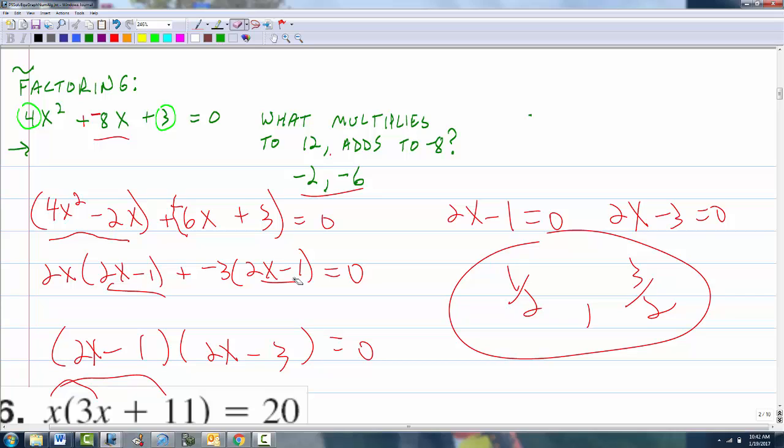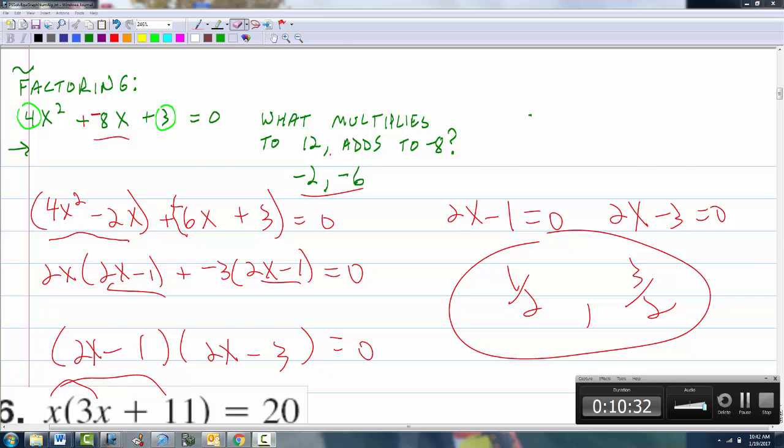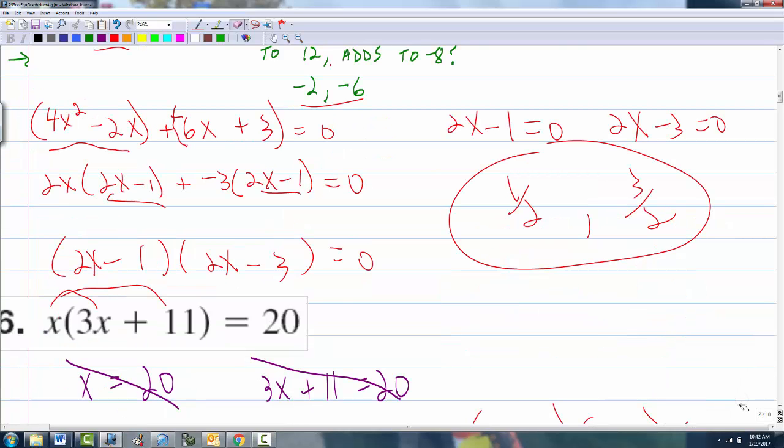Does anyone have any questions so far? There's a blank product property. What's the blank? Zero. Is there a 20 product property? Do you know how many people are going to do this on a test when I do this exact kind of question? Too many. It makes me cry.